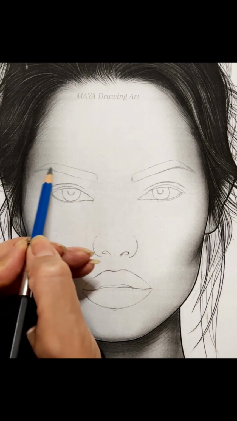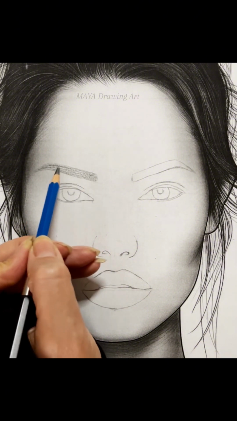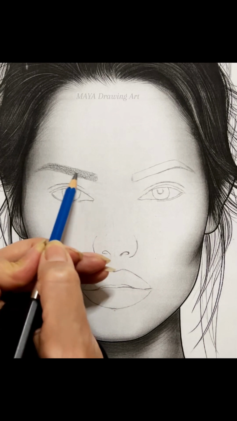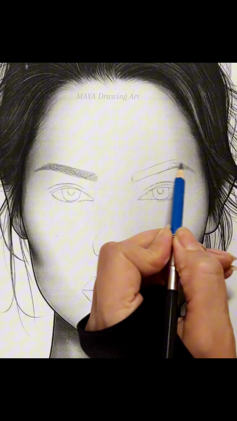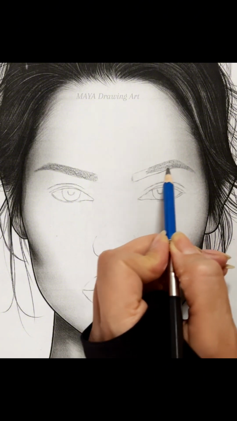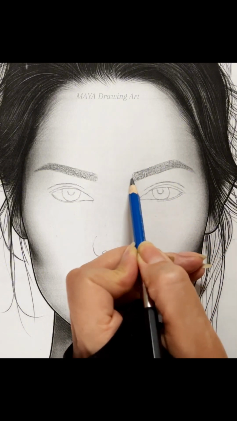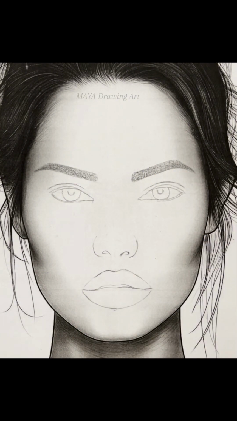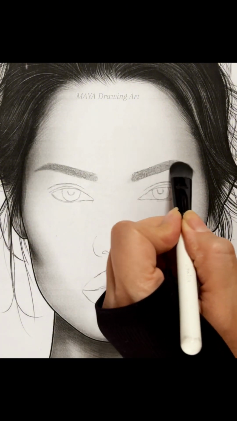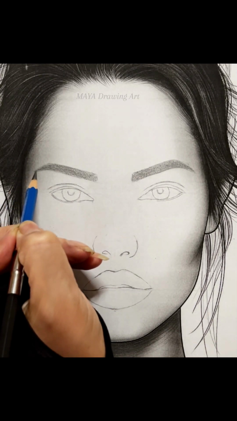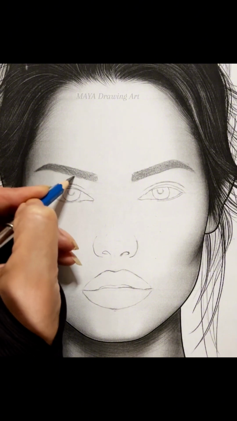For the eyebrows, first lightly shade the entire eyebrow area with a pencil. And then fade it with a soft brush. Now, with a sharp pencil, draw the eyebrow hairs in a flicking motion, following the natural direction of the eyebrow growth.